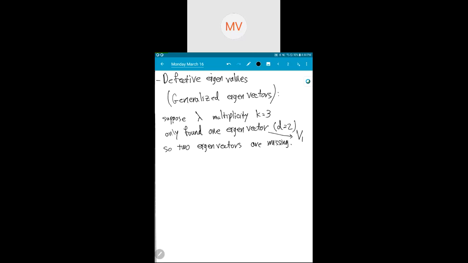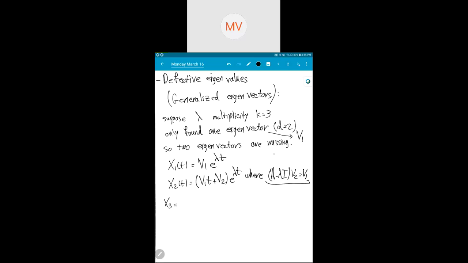Okay? We already know how to find the second one, right? So the first solution is V1 e to the lambda t, x2 of t was V1 t plus V2 e to the lambda t, where you find V2 this way, A minus lambda I times V2 equals V1, solving that system. All right, the third one, basically it's the same sequence.